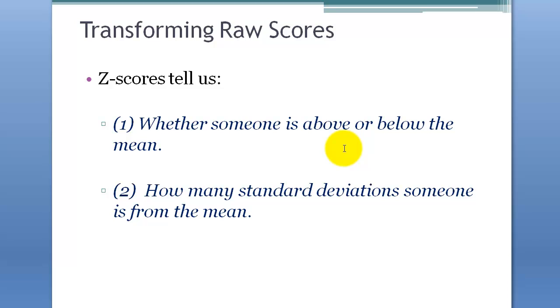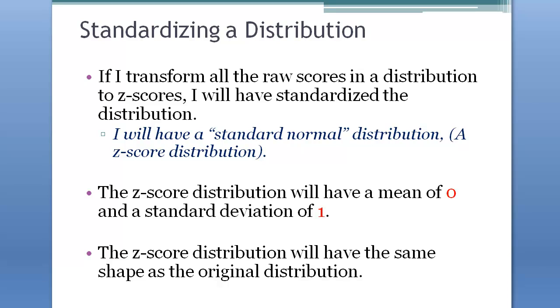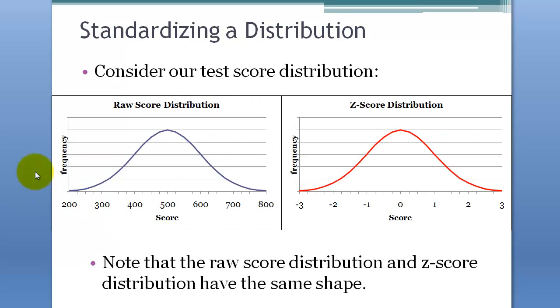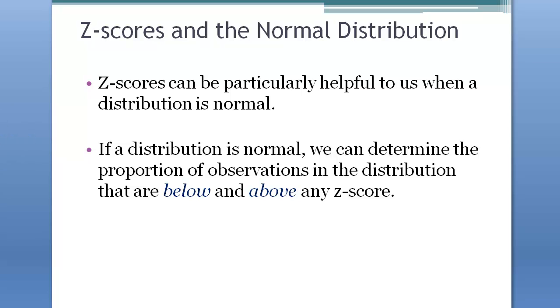So z-scores tell us whether someone is above or below the mean, and how many standard deviations someone is from the mean. If I transform all the raw scores in a distribution to z-scores, I will have a standardized distribution, a standard normal distribution, a z-score distribution. The z-score distribution will have a mean of 0 and a standard deviation of 1. So standardizing a distribution means creating a z-distribution, making the mean 0 and the standard deviation 1. The z-score distribution will have the same shape as the original distribution. Z-scores can be particularly helpful to us when a distribution is normal.